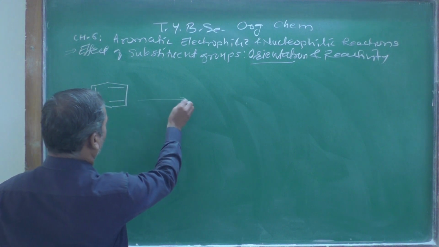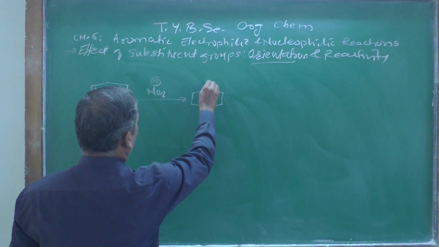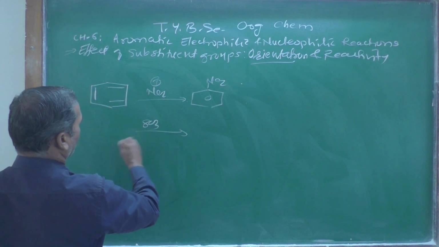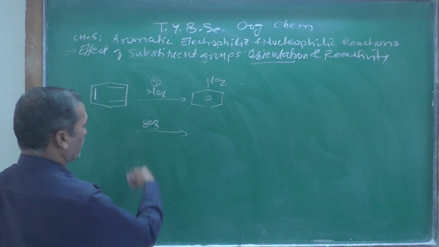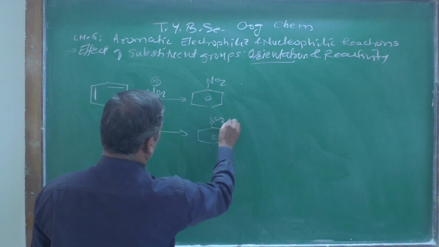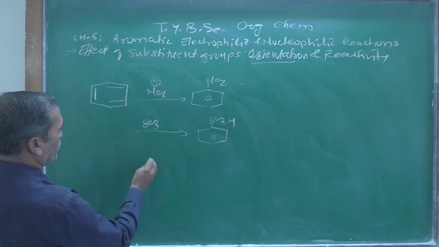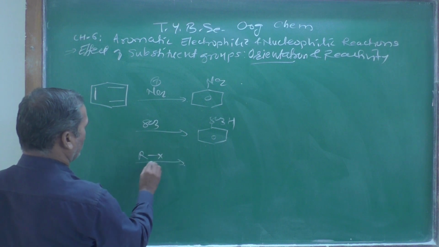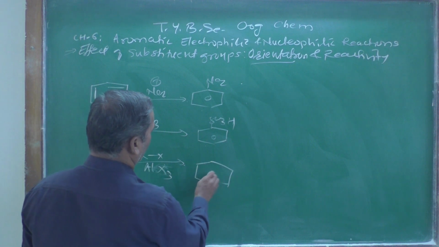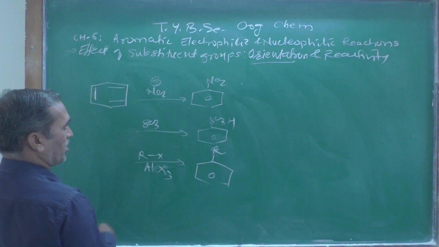If you carry out nitration, suppose NO2 plus is treated, you are going to get the product, this one, NO2. Suppose you treat with SO3, sulfur trioxide, that is fuming H2SO4, sulfonation reaction, you are going to get the product SO3H, a sulfonic acid. And now if you treat this compound with RX in the presence of AlX3, you are going to get this product, where R is introduced here. This is Friedel-Crafts alkylation.